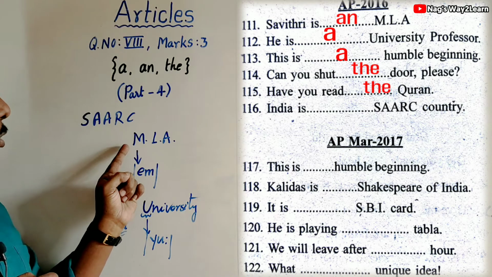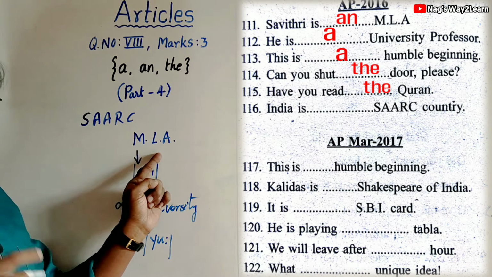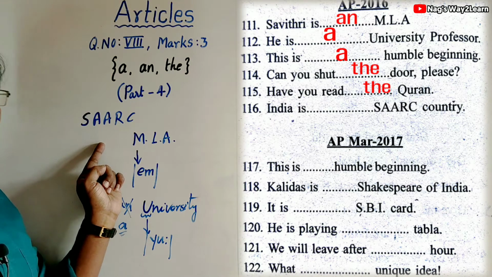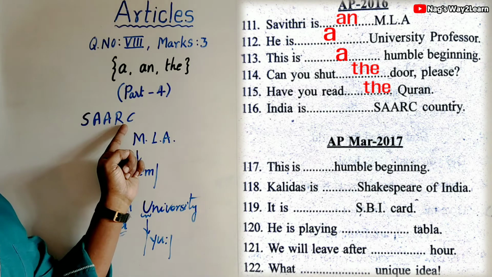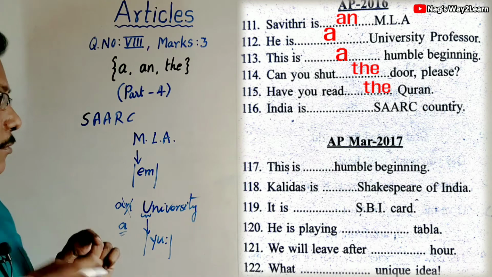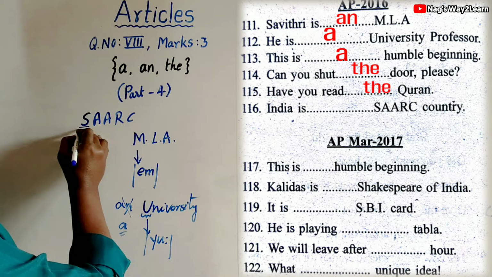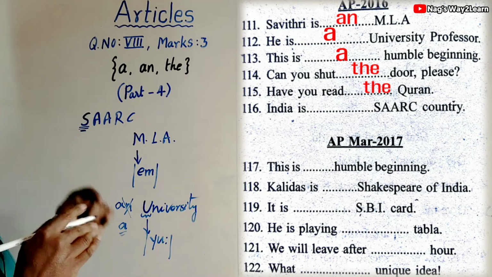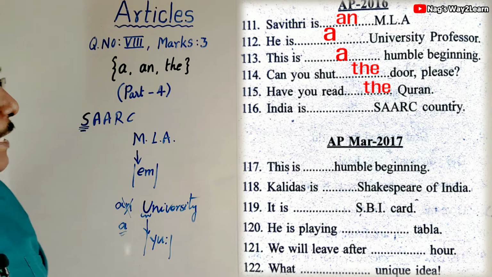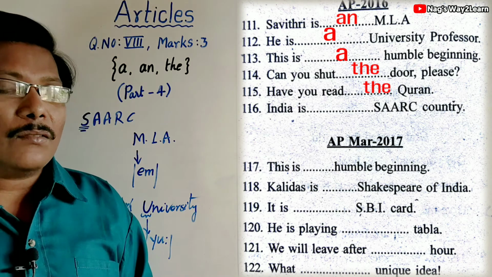Abbreviation: we cannot pronounce it as a single word, but an acronym we can pronounce as a word. So here SAARC we can pronounce as a word, just like SAARC. In SAARC, the first letter S is not a vowel, it is a consonant, so we use a. So here the answer is, India is a SAARC country.